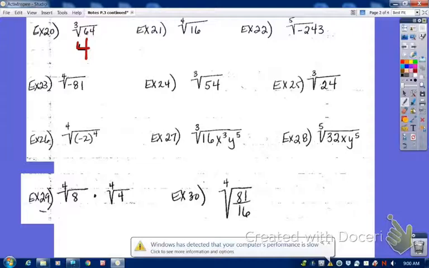Example 21 says the fourth root of 16. That means what number raised to the fourth power is 16? 2.